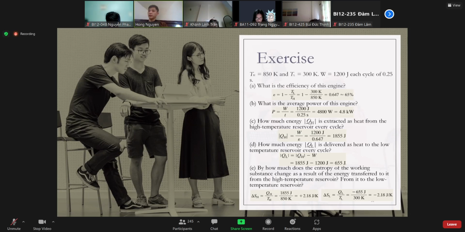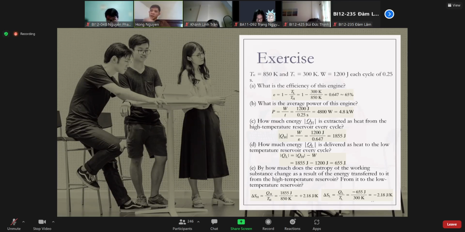Then we apply the formula for the efficiency of this Carnot engine. This one. So we have an efficiency of around 65%. This is for the efficiency. For the average power, we know the power is the work divided by the time. For each cycle, we know the time already. Then we calculate the average power of this engine. So it is around 4.8 kilowatts.